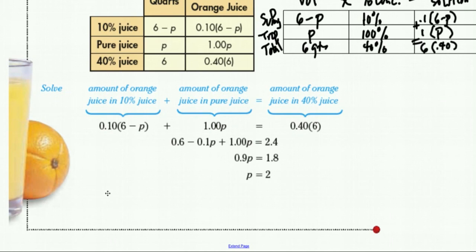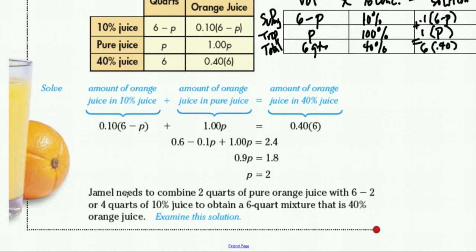Okay, so Jamel needs to combine 2 quarts of pure orange juice with 6 minus 2. Why 6 minus 2? Because our other let statement, the 10% juice, would be 6 minus P, and we substituted P with 2. Okay? So 2 quarts of pure orange juice and 6 minus 2, or 4 quarts of 10% juice, to obtain a 6-quart mixture of 40% orange juice. And then I leave the check up to you.